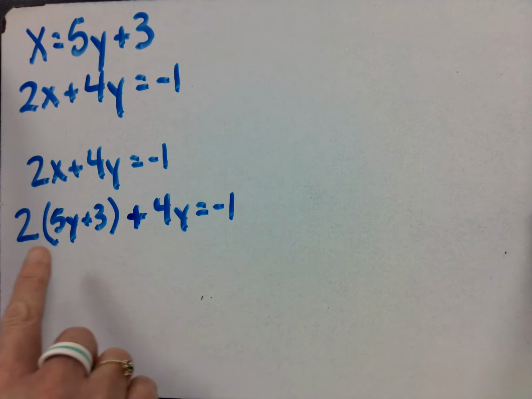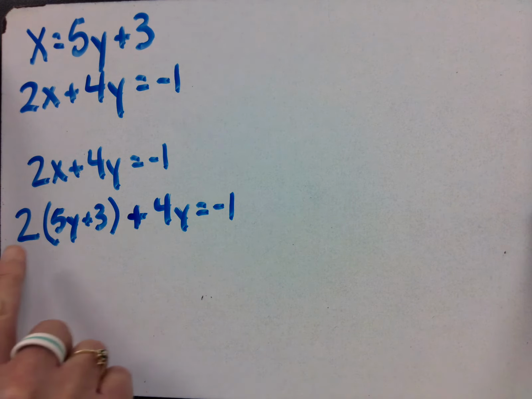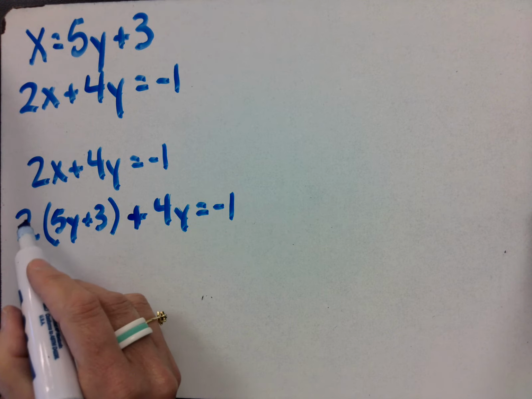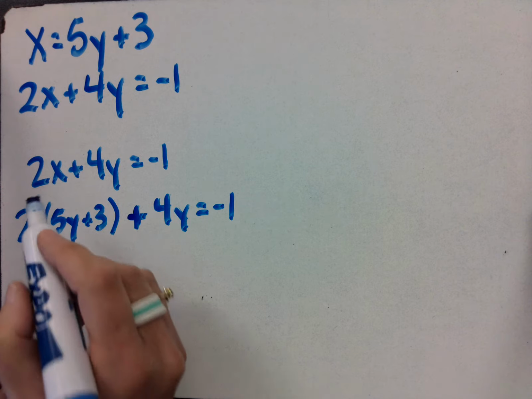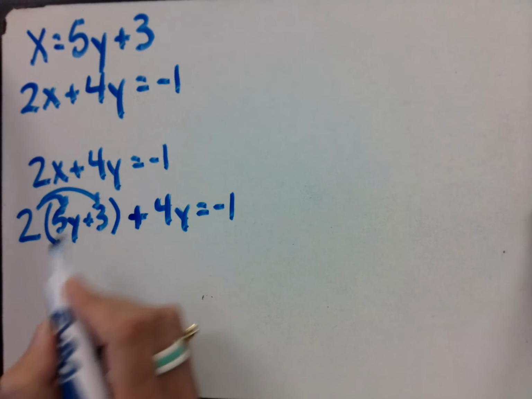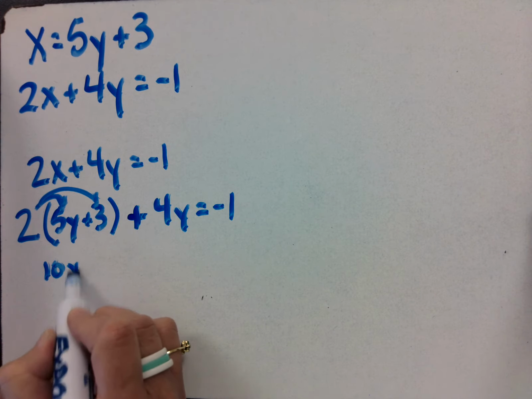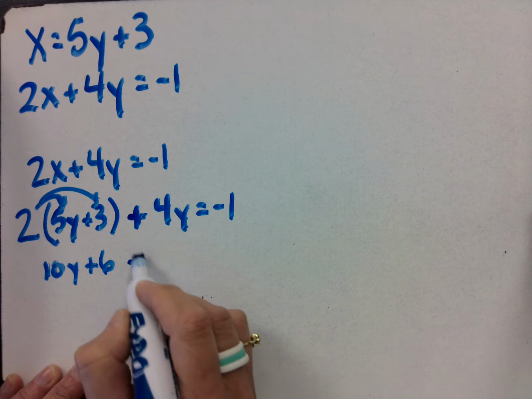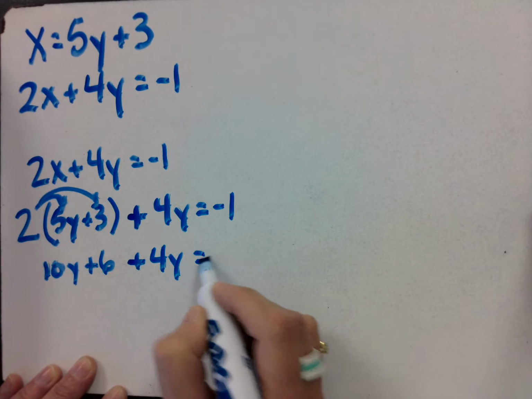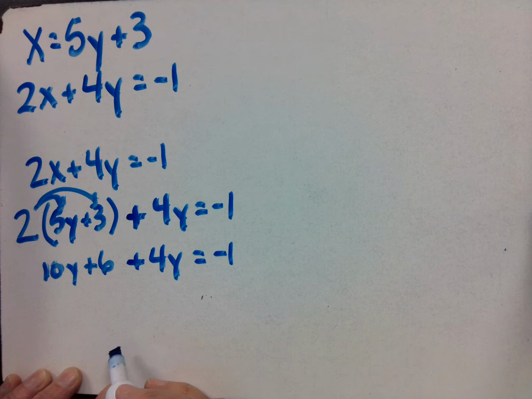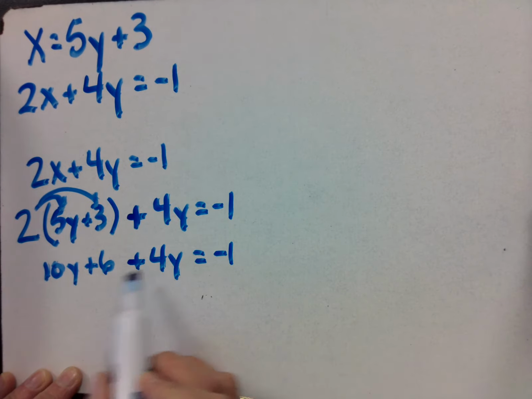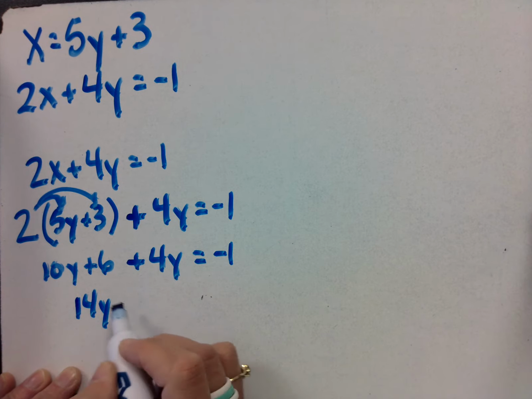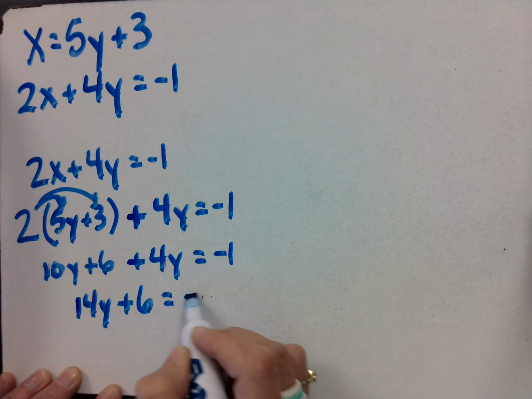Once I replace that, you can see all I have now is y's. So I can solve for y. Notice I'm going to have to do the distributive property first. So we have 10y plus 6. That's what I get from the distributive property. I still have my plus 4y. I still have my equals -1. Now I have some like terms on the same side, so I can combine them. So I get 14y plus 6 equals -1.